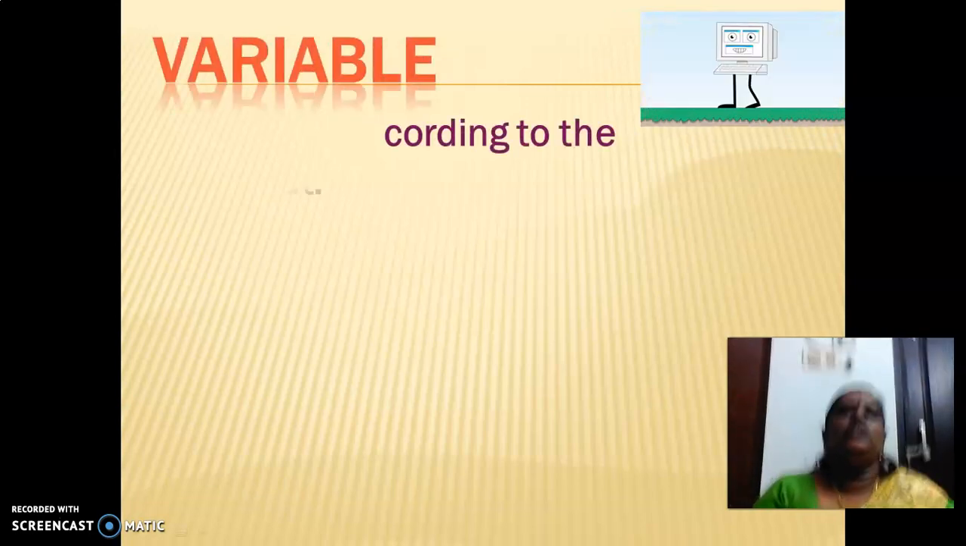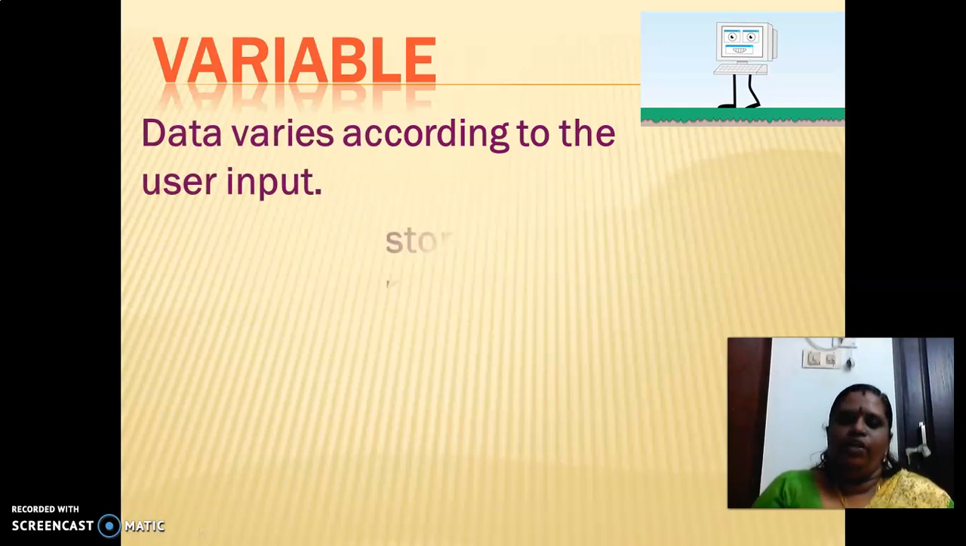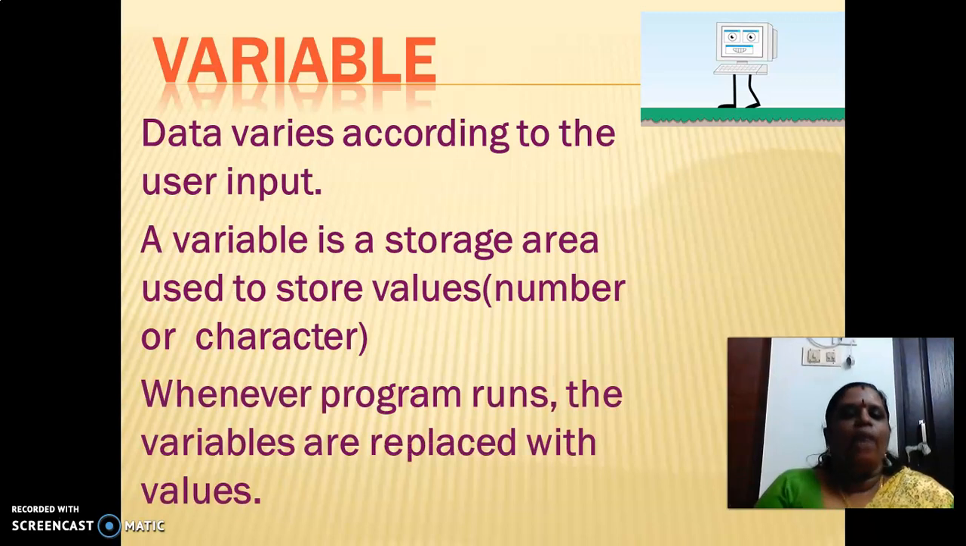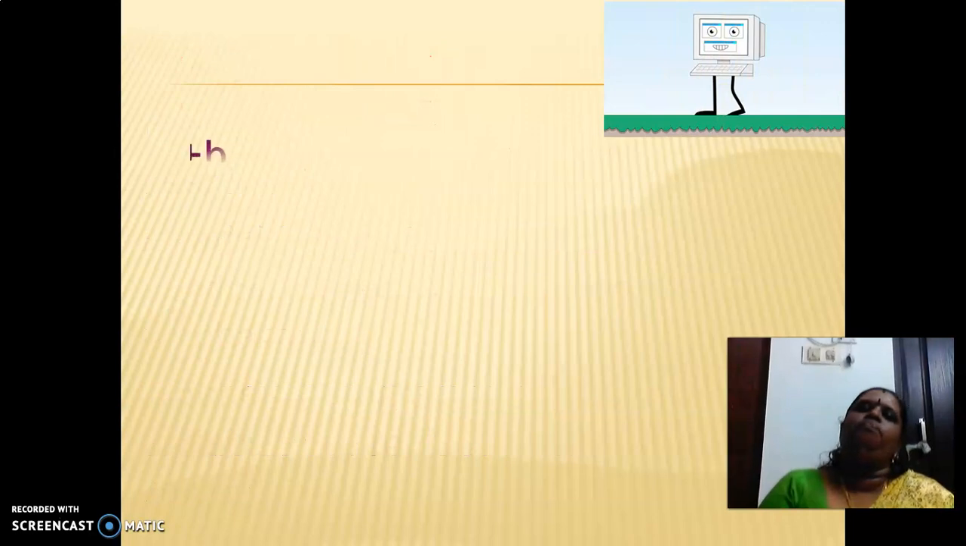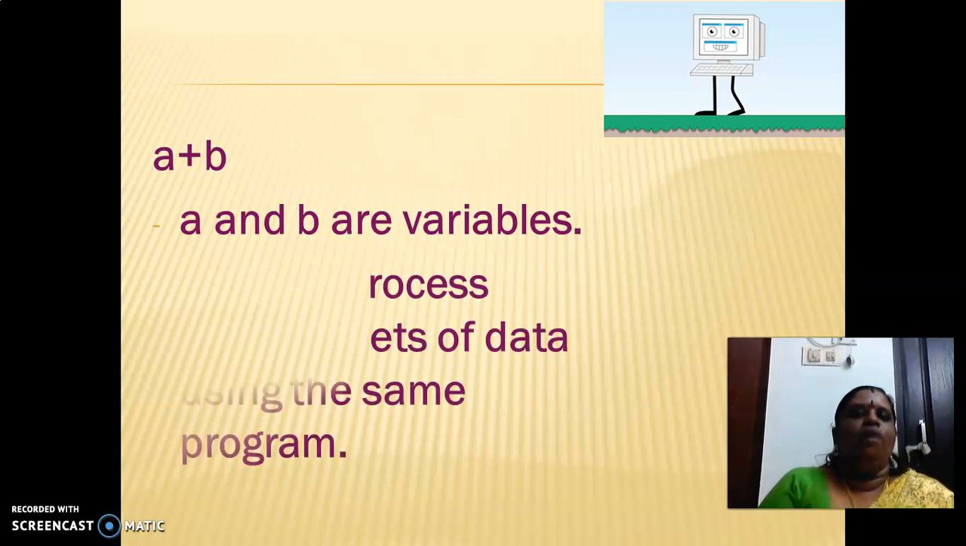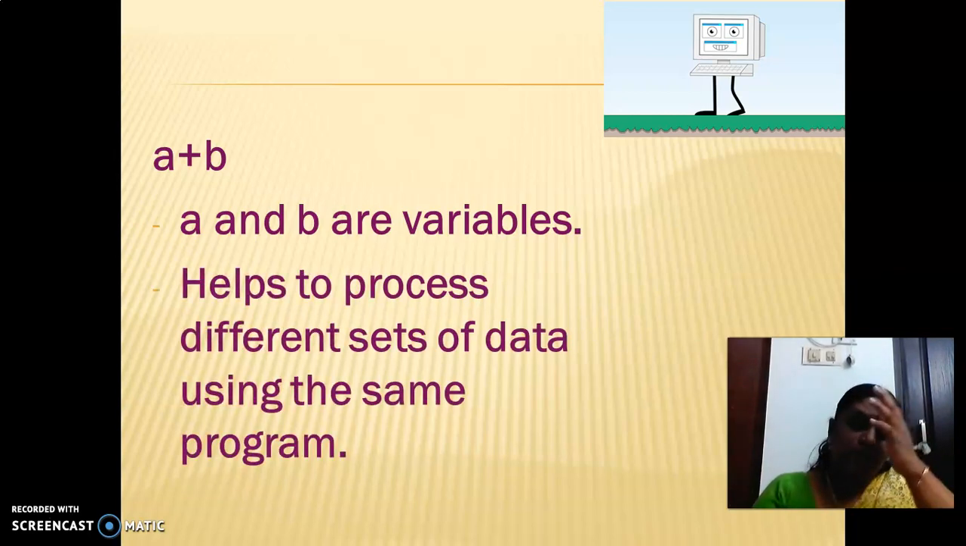So variables is data that varies according to the user input. A variable is a storage area used to store values, that is a number or a character. Whenever the program runs, the variables are replaced with the values. Example, a plus b. A is a variable, and B is a variable. When the processing of the program is done, we'll have different sets of values for A and B in the program. The value of A, the user will be giving, and the value of B also the user will be giving.